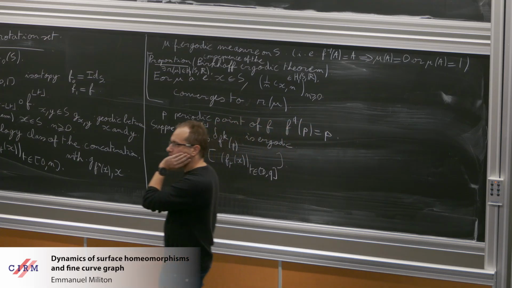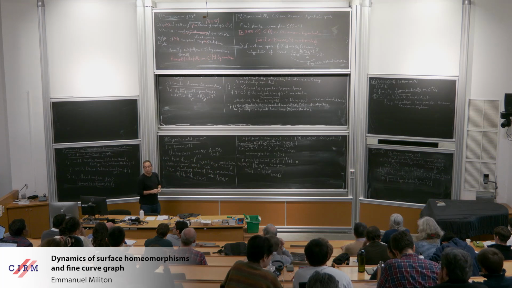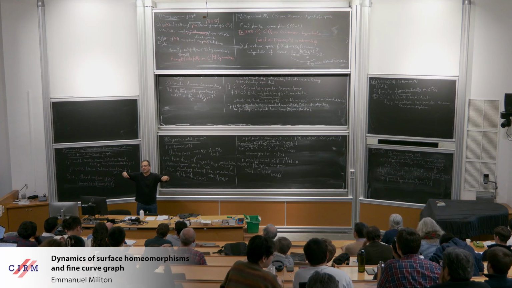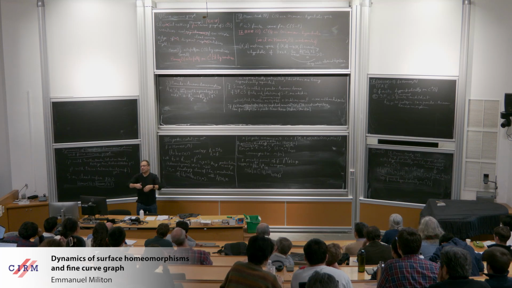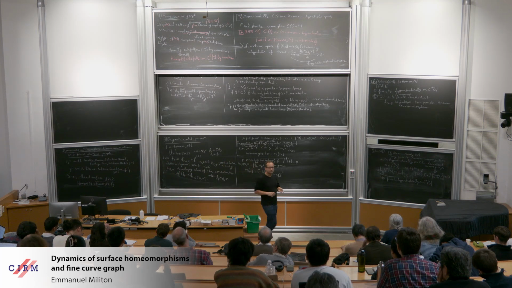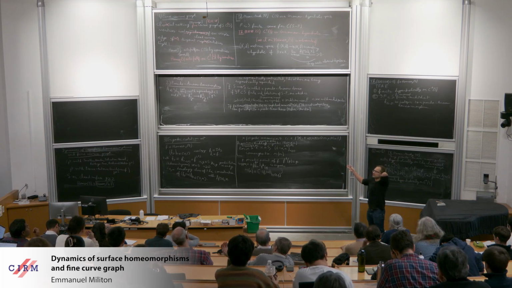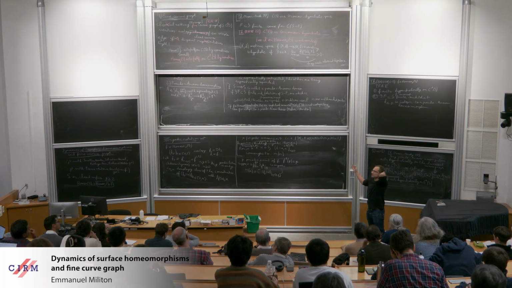Just out of curiosity, is there always a non-atomic ergodic measure for a map F? Or no? No, because you can have dynamics like if you have a north-south dynamics, then you'll have none. But you always have existence of ergodic measures, on the contrary.